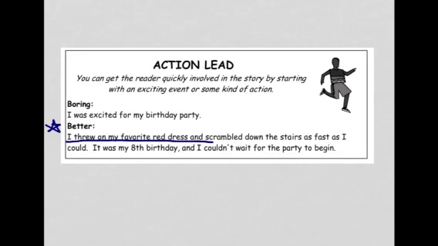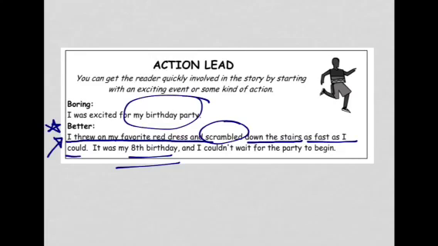Now I'd like to look at the better sentence and figure out why it's better. What makes it better? We start off with, I threw on my favorite red dress. Very specific. Scrambled down the stairs. Good choice of words. It is an action word. And we're saying what happened as fast as I could. More descriptions. It was my 8th birthday. If you look up here, it just said for my birthday party. Here, it's specific. My 8th birthday. I couldn't wait for the party to begin.